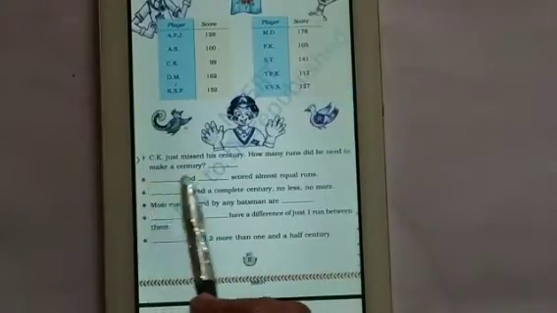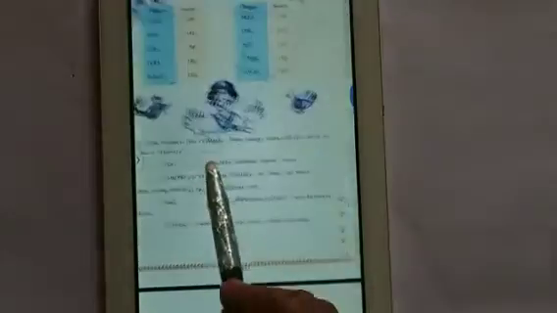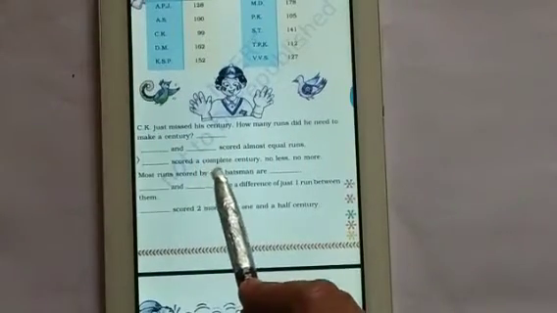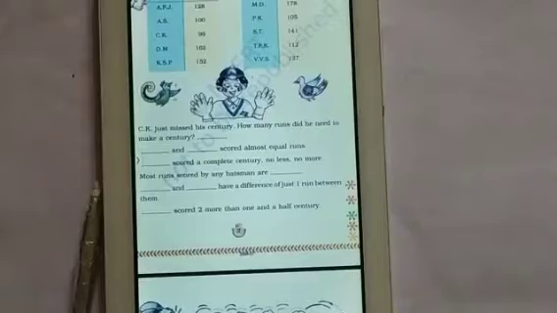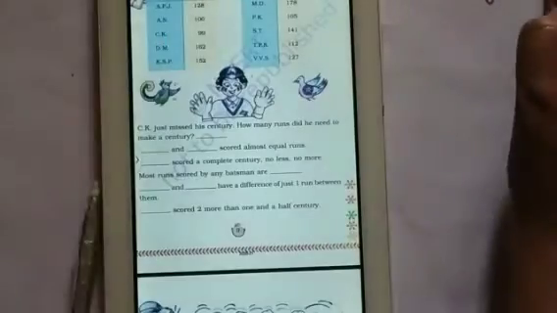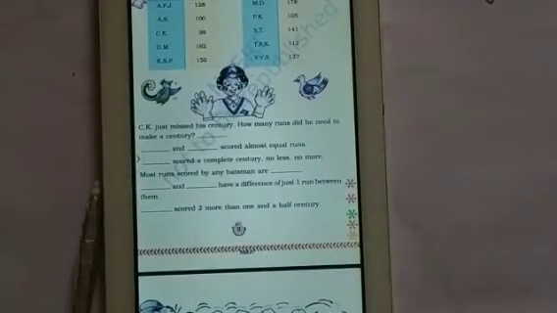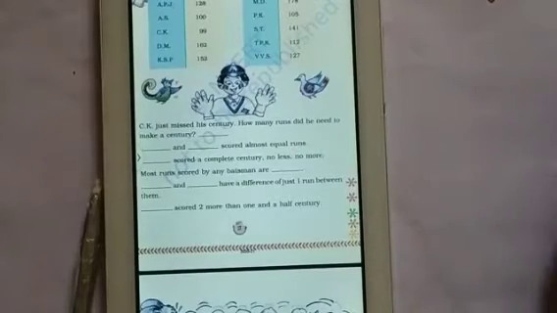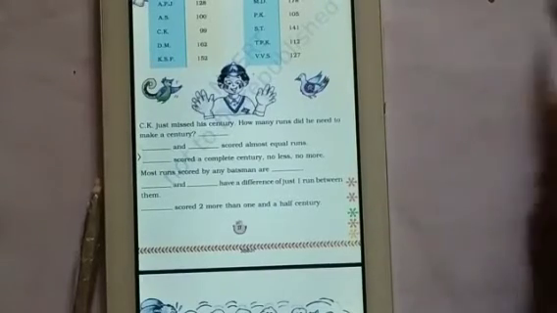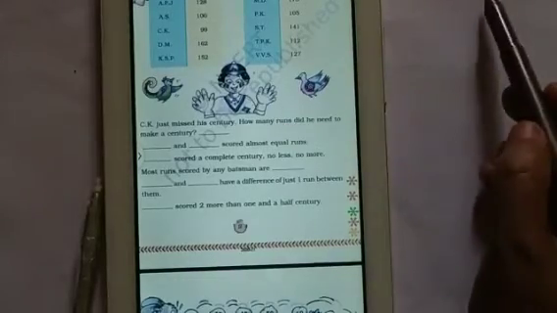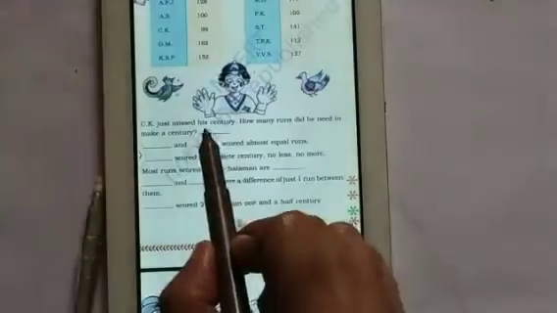Question number 1 is, CK just missed his century. How many runs did he need to make a century? First, what is meant by century? Century means 100. In cricket, when a player makes 100 runs, that player has made his century.